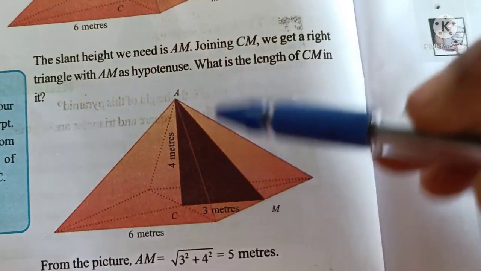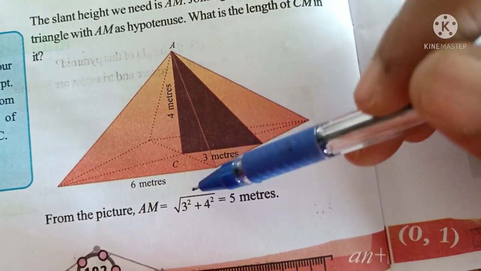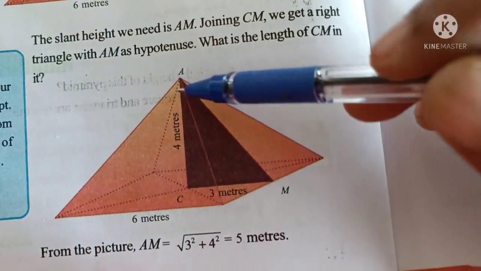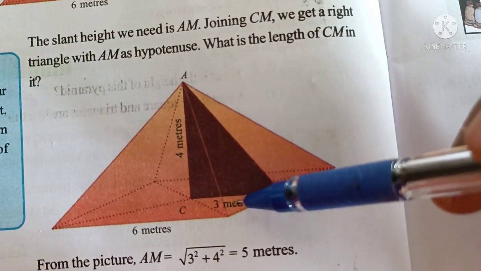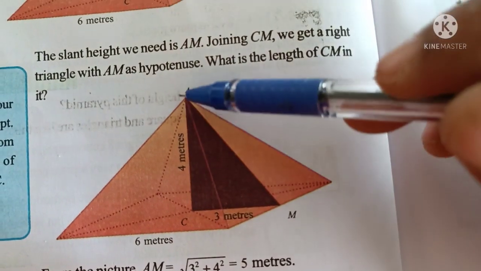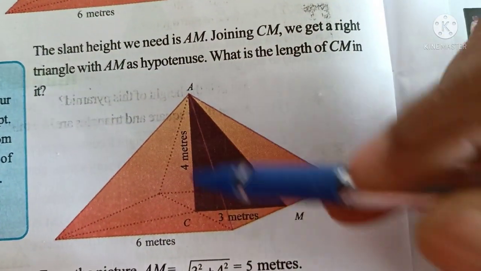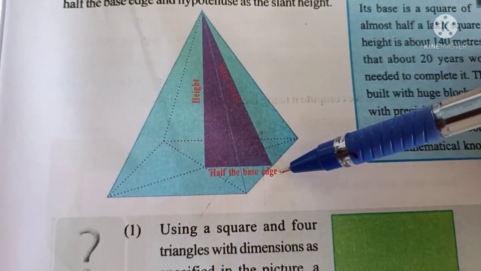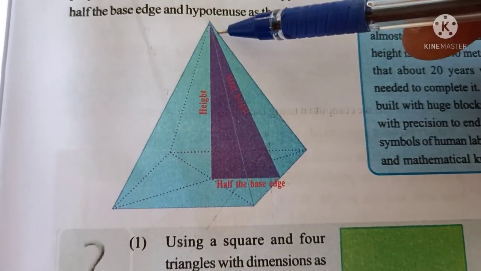From this figure you can see that height, slant height and half of the base edge form a right triangle, and using the Pythagoras theorem we can find the height, slant height and half of the base. If we get any two measurements, we can find the third. So this is the relation between them: the height, half of the base and the slant height form a right triangle.